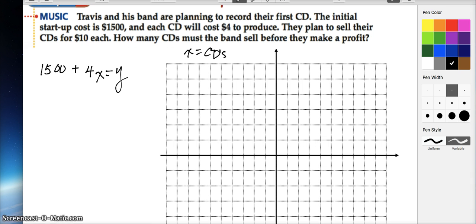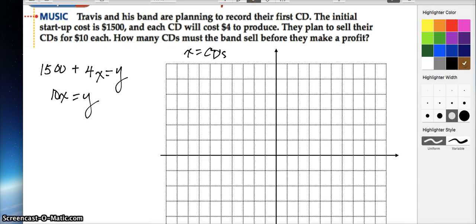And then we have this other bit. They plan to sell their CDs for $10 each. So each CD that they make, they want to sell it for $10 each. So I want you to think about this. This is what we're going to call the cost equation, right? How much it costs to create the whole situation. And this is going to be the revenue equation, how much money you're bringing in, right?